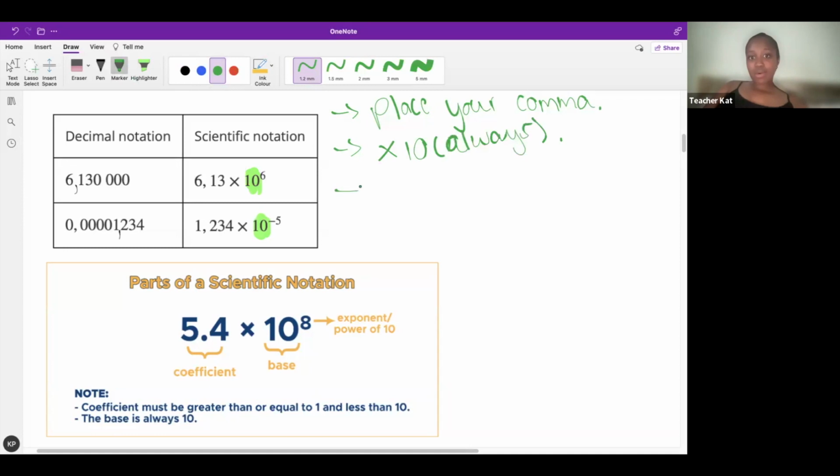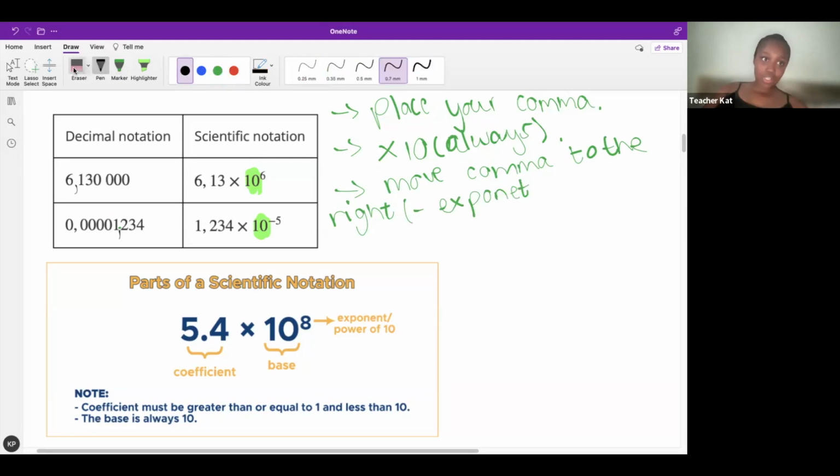Okay, now we need to decide if my exponent is positive or negative. So I'm either going to move my comma to the right. So if it's there and I'm moving it right, that means I'm going to have a negative exponent.